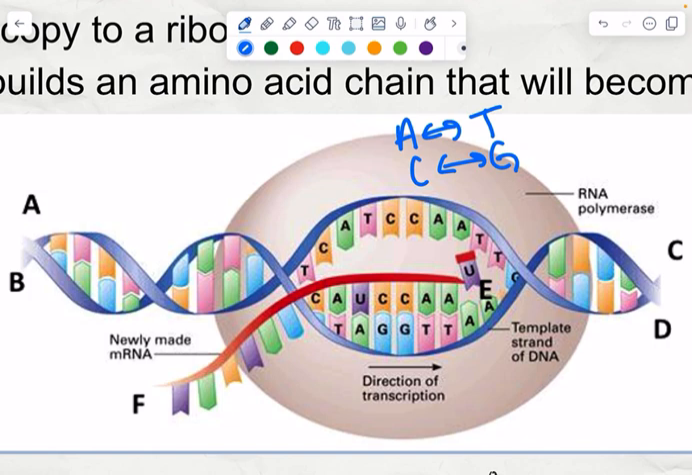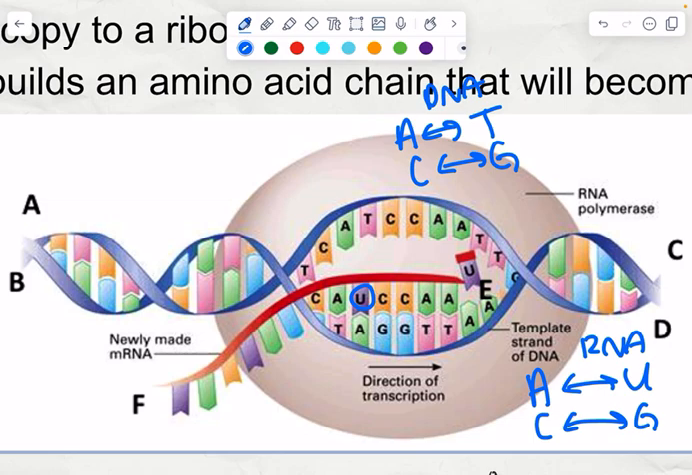Now, when RNA comes in, we see there's a little bit of a difference. Instead of T, there is U. So with RNA, A and U pair together, G and C still pair together, and there is just no thymine at all in RNA. So those are your DNA rules and your RNA rules.